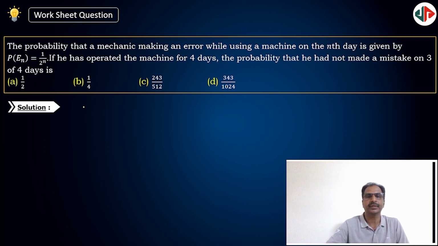Next, the probability that a mechanic makes an error while using a machine on nth day. Probability of making an error on nth day is 1 by 2 power n, given.